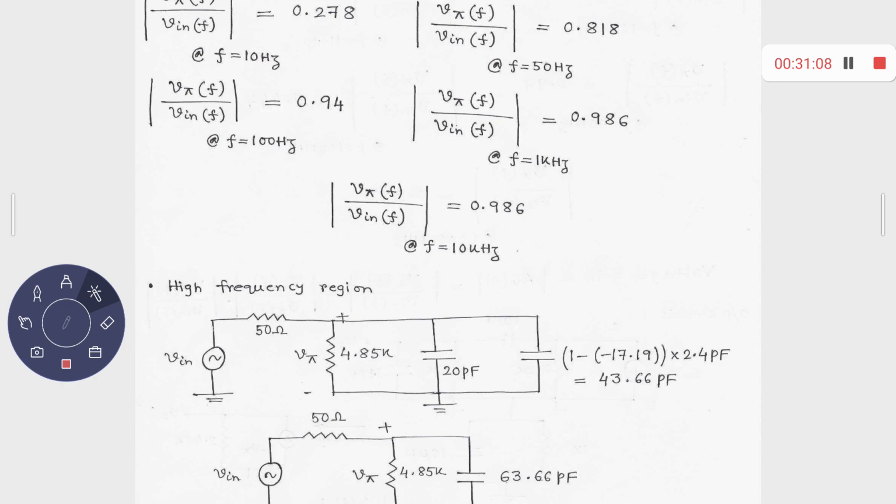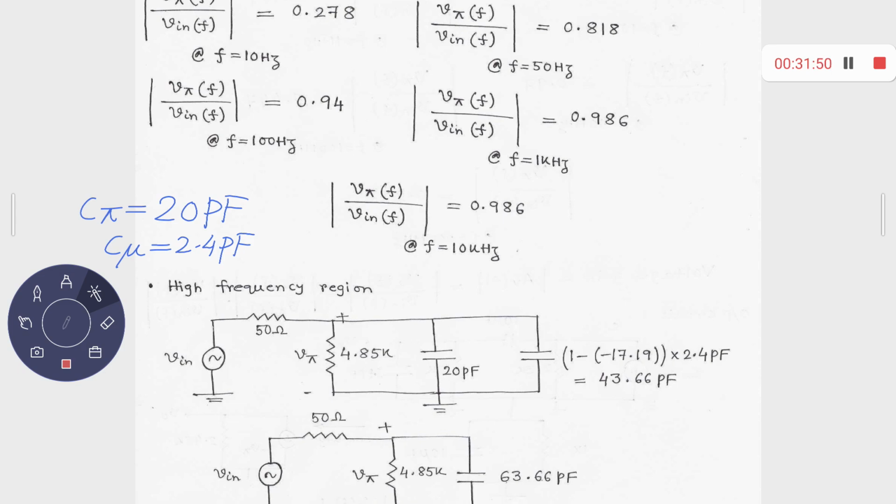C pi was given as 20 picofarad at the very beginning of your problem, and C mu was given as 2.4 picofarad. These are given. So between base and emitter you have C pi, 20 picofarad, and between base and collector you have C mu. We have decomposed this C mu as (1 minus A) times C mu between base and ground, and between collector and ground you have the other part. Can you remember this one? What is that? The decomposed capacitor between collector and ground is almost close to C mu for a common emitter amplifier.